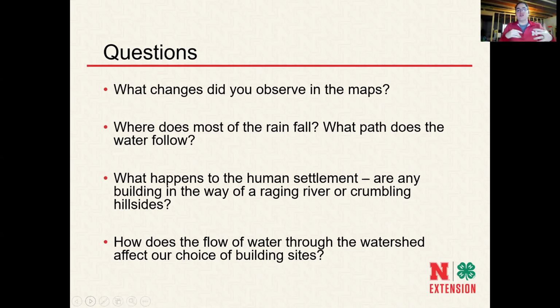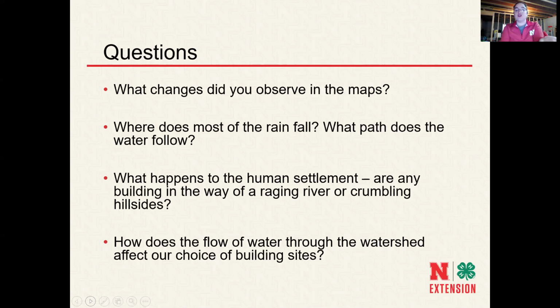So just some questions to think about. What changes did you observe in your map? So what happened to the colors after that water soaked in? Where on that map did most of that water or rain fall? So it fell on the high peaks, and then what path did it take to get to those lower peaks? What path does that water follow?